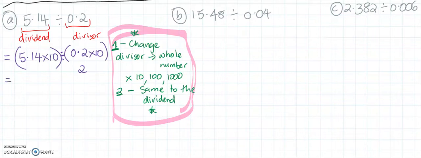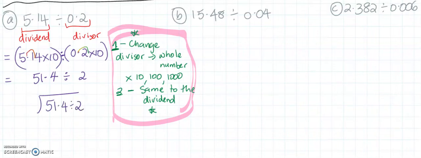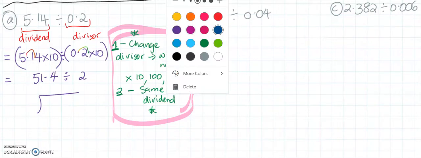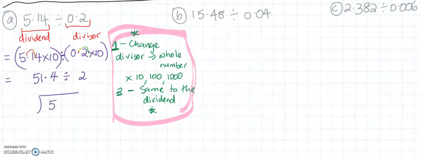So what that becomes now is, if this moves one place to the right, both of them, this becomes 51.4 divided by 2. Once you do that, you just go back to your division, 51.4 divided by 2.